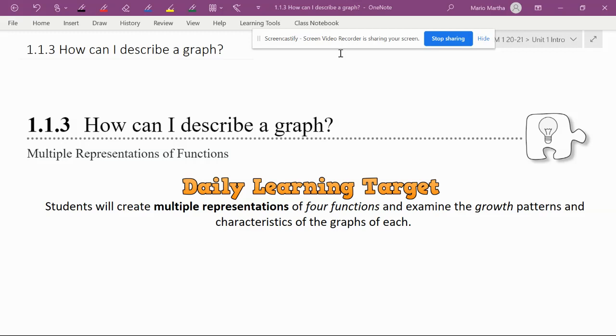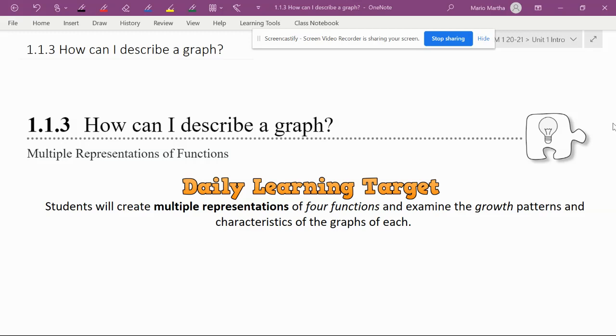1.1.3. How can I describe a graph? So, what does it mean to create multiple representations of a graph? That's pretty much what you guys are going to be doing today. In previous lessons, you've observed the graphs of linear functions, exponential functions, or maybe other types of functions, like parabolas, which we'll be looking at later on. In today's lesson, you will investigate multiple representations of various functions.